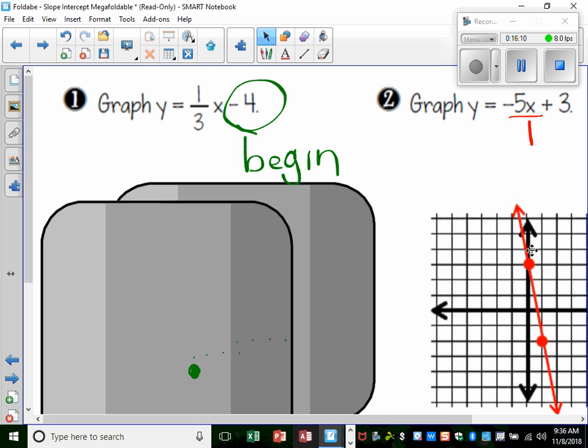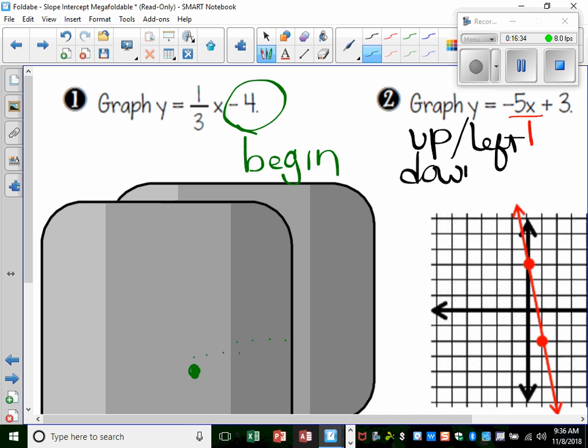Now I could also go up and left, but I don't have enough space to do that, as long as I go in one negative direction. You might even want to put that under the negative one. You could either go up and left for negative, or down and right, because if you go in the wrong direction for the slope, you're going to get the wrong line graphed. So that's how you would do a negative slope.